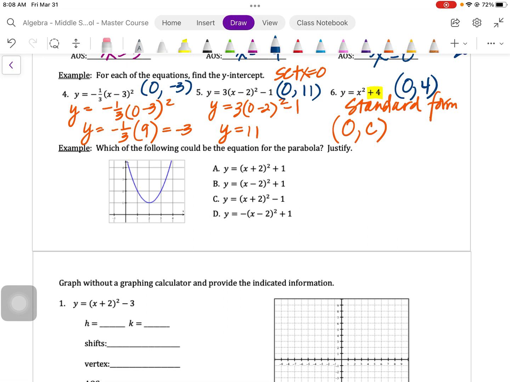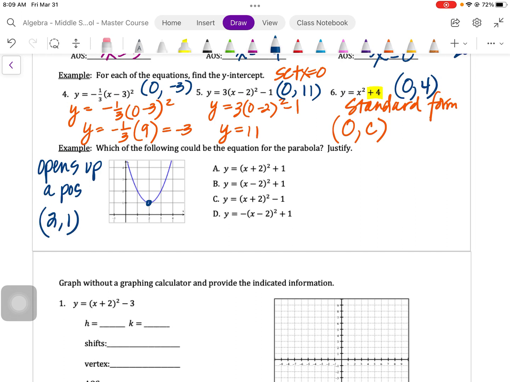All right, let's look at the next example. So you have the picture of a graph here. It says, which of the following could be the equation of the parabola, and justify your answer. So some important things to notice about this parabola that you see in the picture is that it opens up. So the value of A must be positive. Okay, and I'm going to identify my vertex here. I can see in this graph my vertex is at 2, 1.